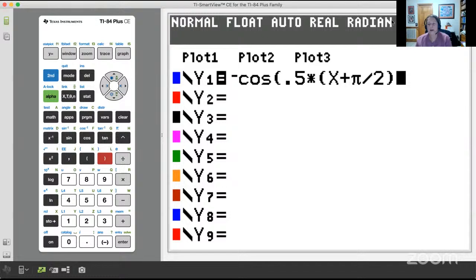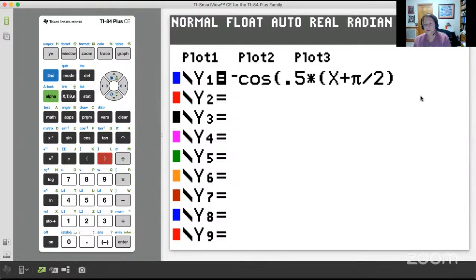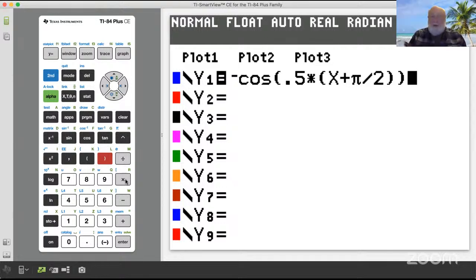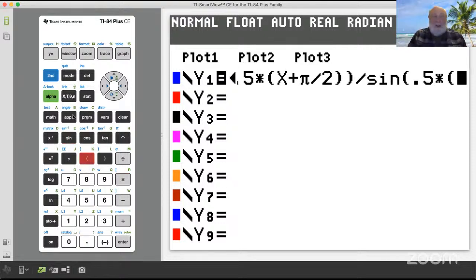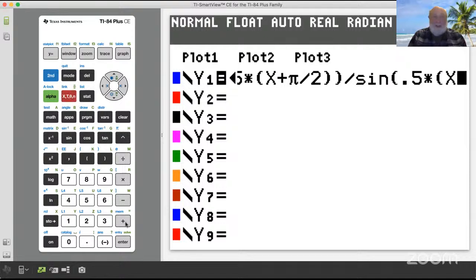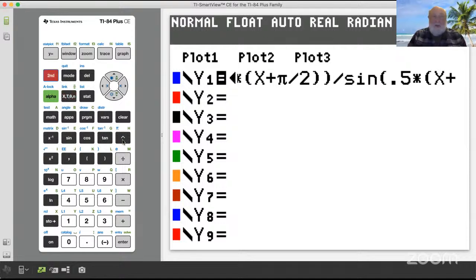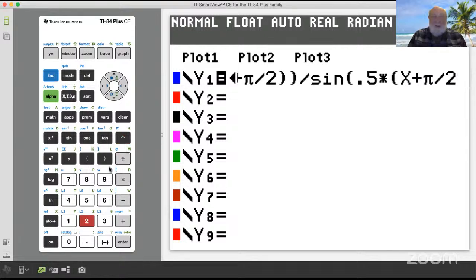So, Tom, while you're typing, one of the things I would do as a teacher is challenge the students to actually sketch this with paper, pencil, graph paper, and think about the properties of the cotangent function, and then put this in and check it with the calculator. Yes, good point. Oops, I think I want to divide here instead of multiply by the sine of the same expression. So I'll do that, 0.5 times the quantity x plus pi over 2.